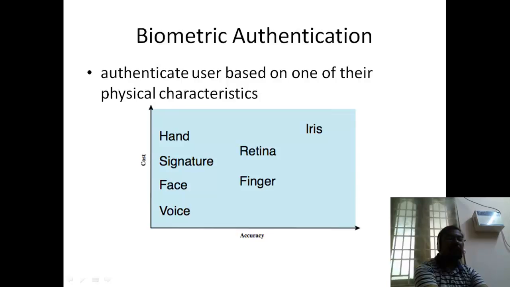Which is more costly, which is less costly, and which is more accurate and less accurate. When you see that retina and finger recognition are equal, it's also accurate, and the cost is affordable. If you go to iris recognition, it's very costly. But when you come to hand recognition, finger recognition, face or voice recognition, it's less costly, but the effectiveness is less.